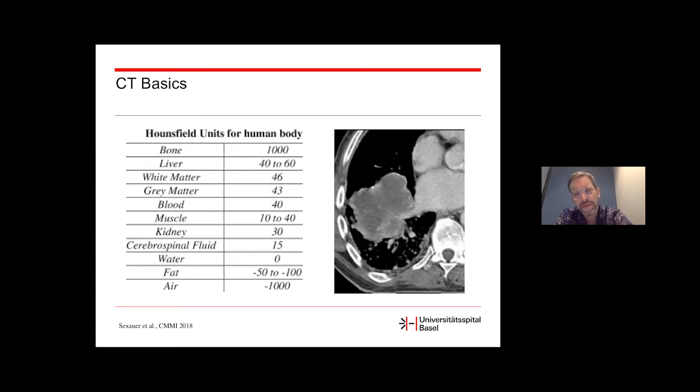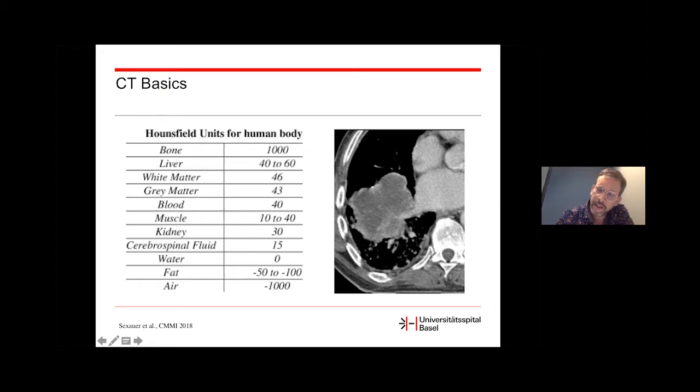So to be able to discuss with you a little bit what we're doing, I thought I'd just throw in some very basic CT. So I'm not going to explain how a CT works, but on the right-hand side, you see a CT image. This is a piece of the lung. This is the vertebra, so the ribs and the spinal column. And here you see a large heterogeneous lung tumor. This is a CT image.